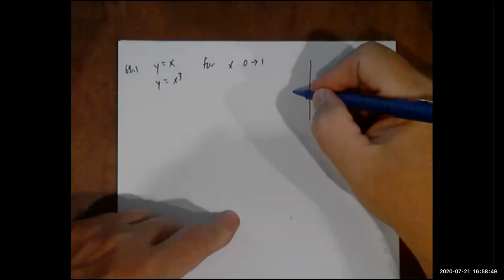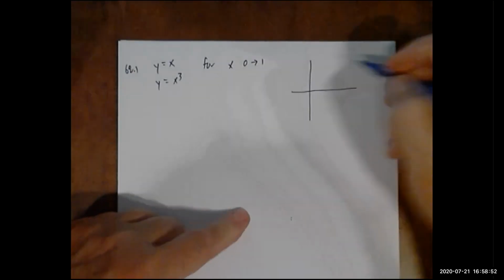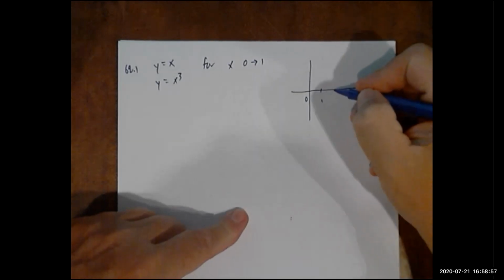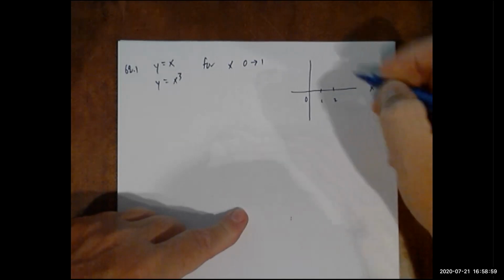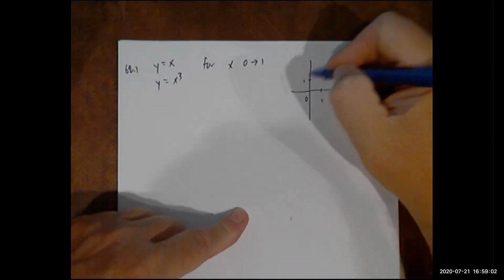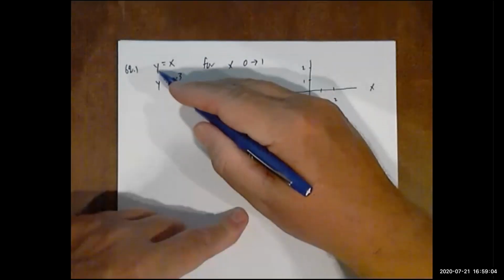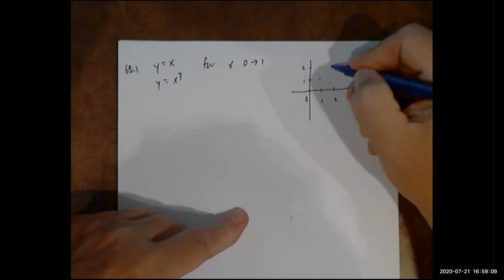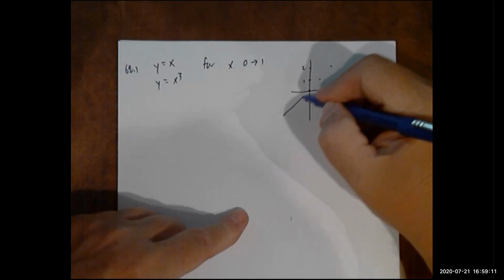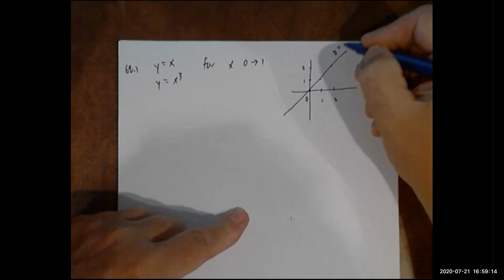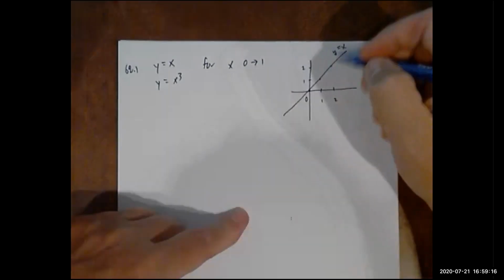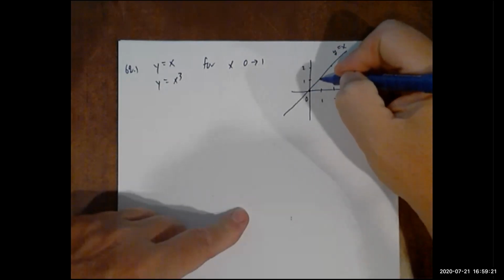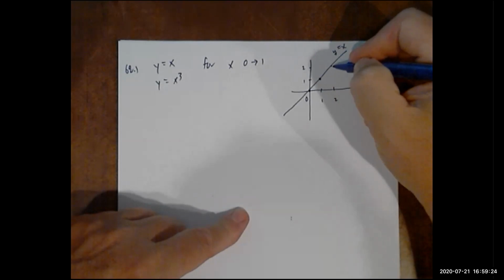We need to make a quick sketch, and all we really care about is when x is 0 to 1. But just to make it a little bit easier, I'll draw a graph from 0 to 2. Well, y equals x, we know is just a line, so there's y equals x. Y equals x cubed. When x is 0, y is 0. When x is 1, y is 1. When x is 2, y is 8.